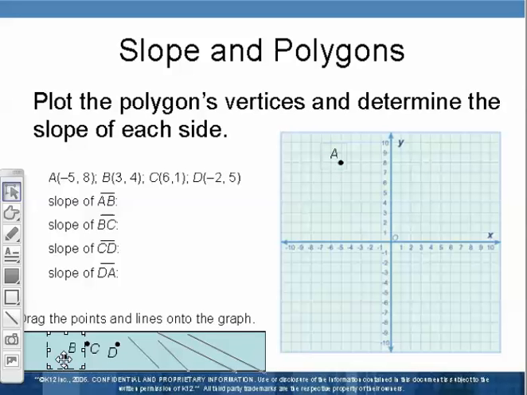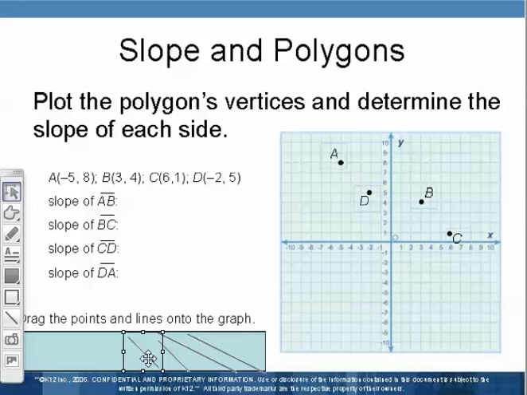Okay. They want me to put point B at 3, 4. So 3, move this there, 3 up 4, right there. They want me to put point C at 6, 1. Well, there's 6 and up 1. I can get it there. Yay. And then we're going to put point D at negative 2, 5. So we're going to go up to 5. Ta-da.